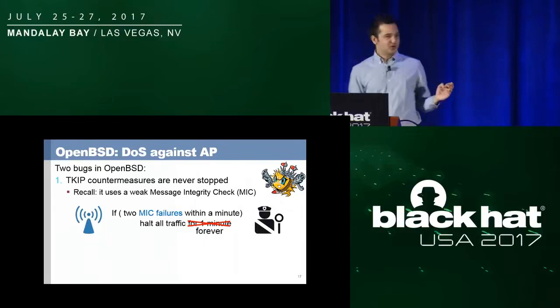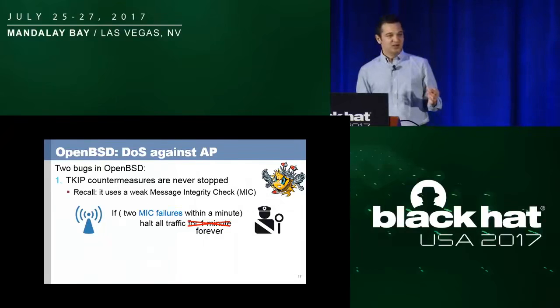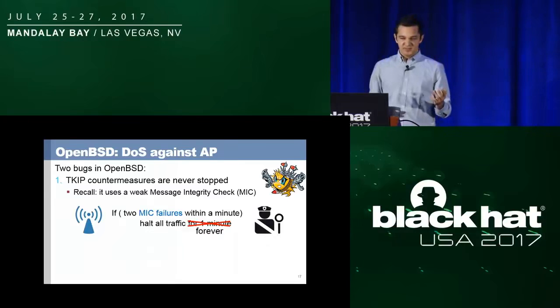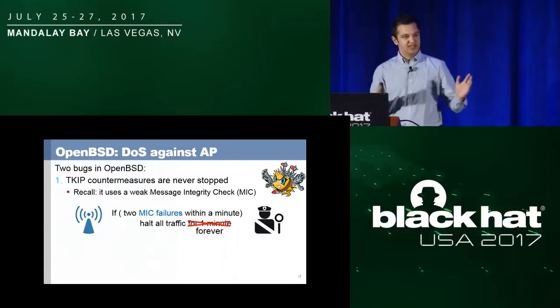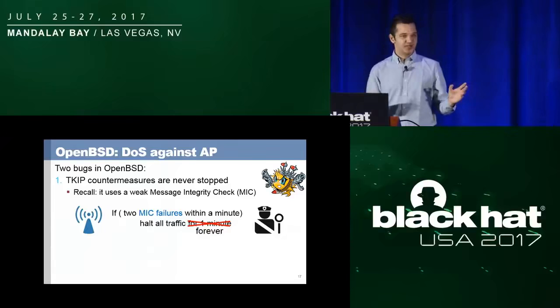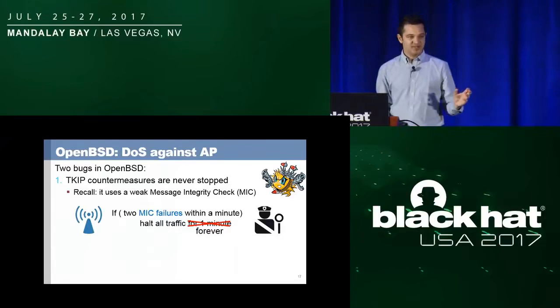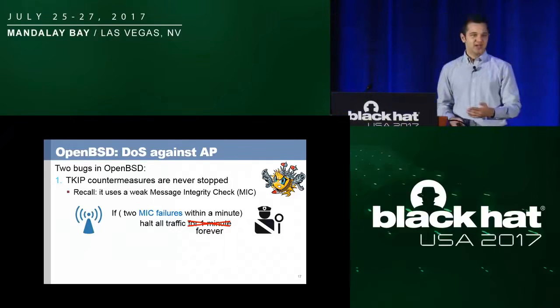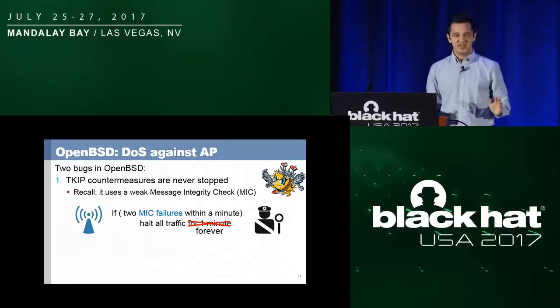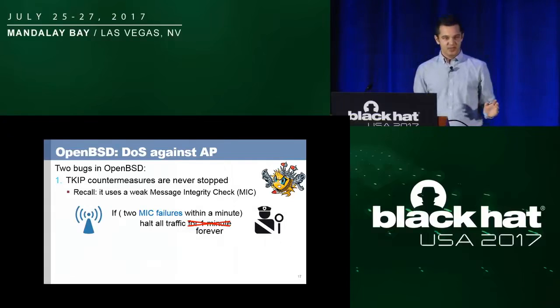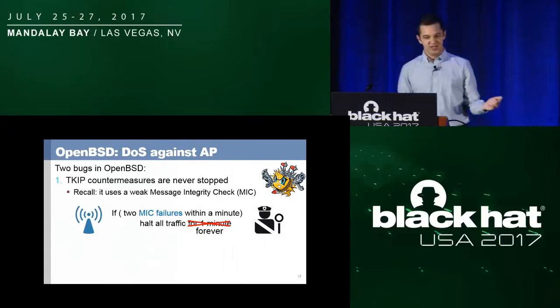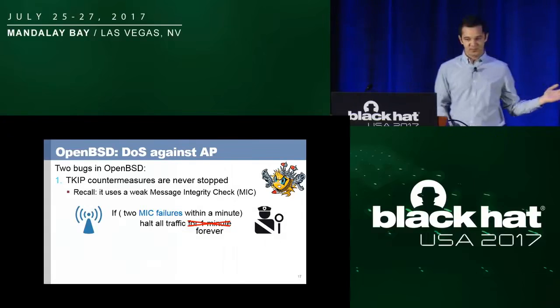So all that we need to do now is find a way to trigger these MIC failures. These MIC failures happen when, for example, the client receives a WPA TKIP message where the message integrity code is invalid. And if that happens, the client will send a so-called MIC failure report towards the access point to inform it: hey, I got a strange corrupted message here, maybe I'm under attack. And if the access point receives 2 of these messages, then it will stop all traffic. And in the case of OpenBSD, it will stop it forever.